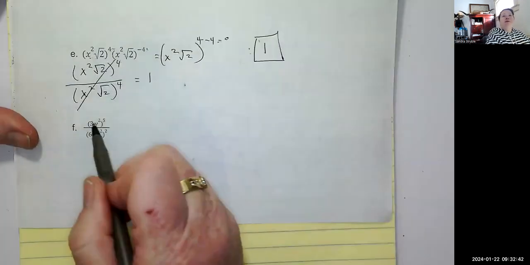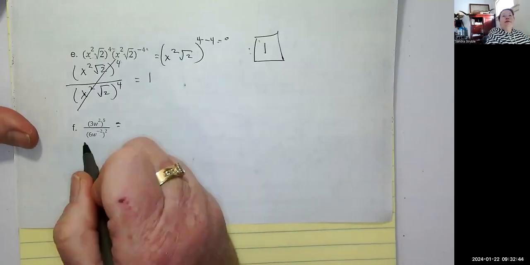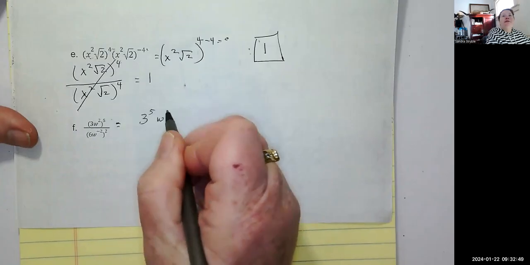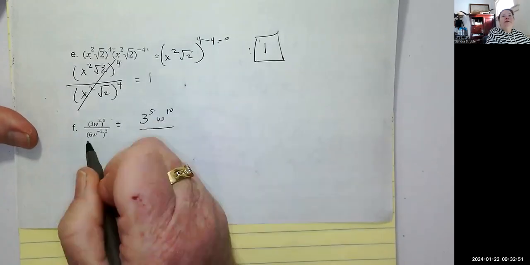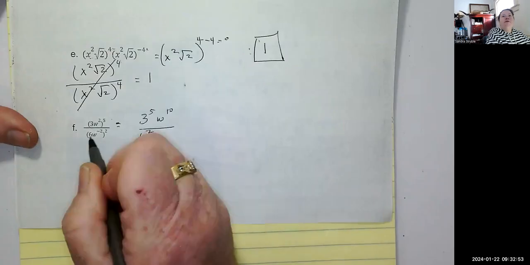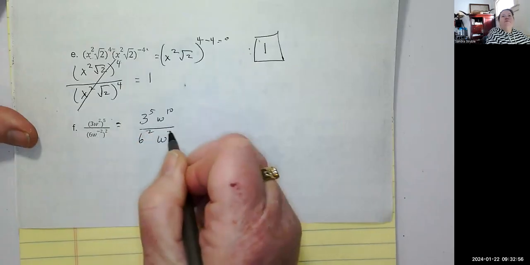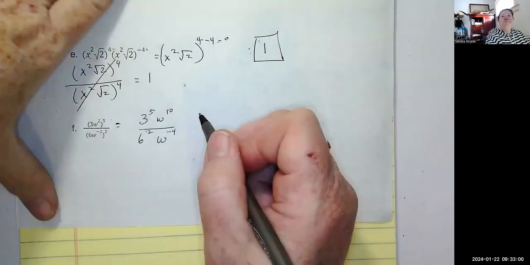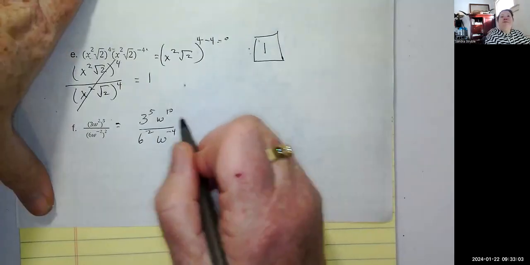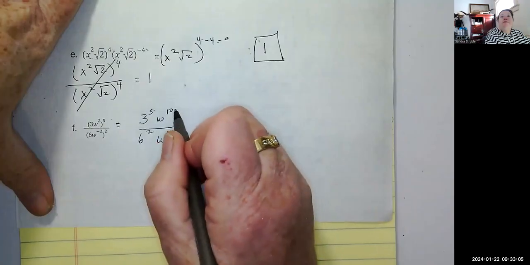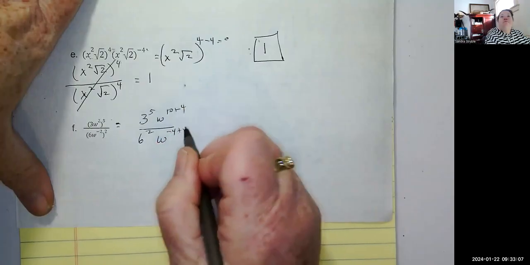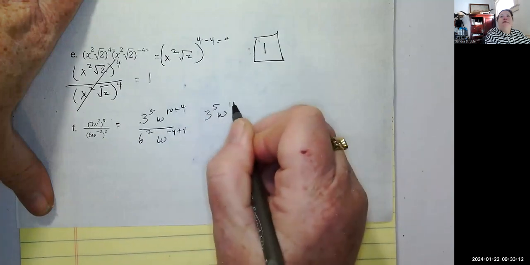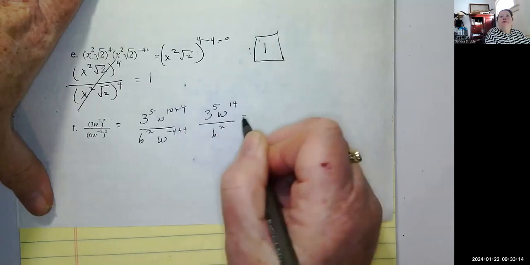All right, so 3w squared, all that to the 5th, 6w to the negative 2 squared. So 3 to the 5th, w to the 10th, because that's 2 times 5, 6 squared, and then w to the negative 4. All right, so we can do some reducing here in a minute. The w to the 10th is positive here, so I'm going to add 4 to both, and I get 3 to the 5th, w to the 14th over 6 squared.